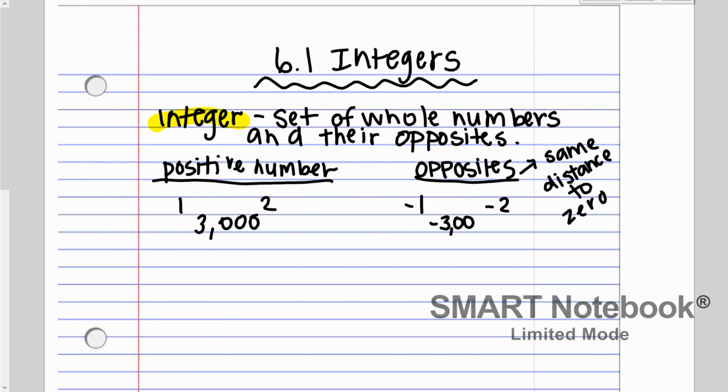So opposites are just the negative version. However, the opposite of -2 would be +2. So the opposite is not always the negative number. It's just the opposite of whatever you're given. So if you're given -2, the opposite would be +2, if that makes sense. So your answer is not always going to be negative when you're looking for an opposite. It depends on what number you're given to start. Okay.